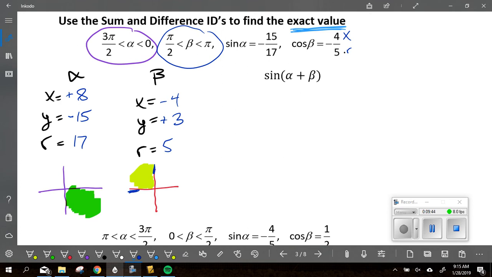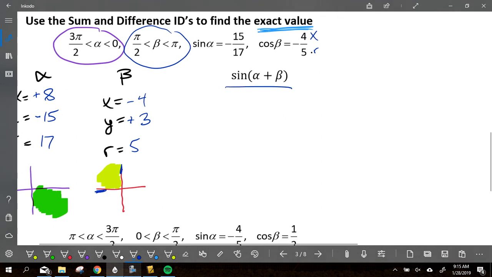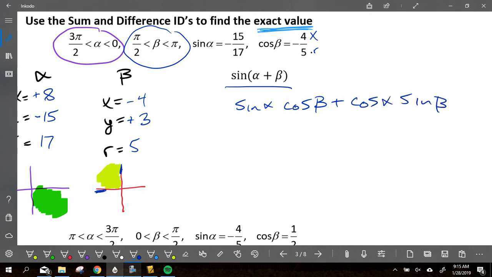Once we've set up, that's the hardest part about these problems. Once you've set up your alpha and beta triangles, your x, y's, and r's, then you're just doing what it's asking you to do. Here it says find sine of alpha plus beta. So I'm using my sum and difference identity here: sine alpha cosine beta plus cosine alpha sine beta. That same formula we've been using.